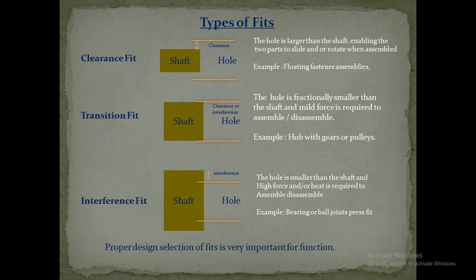Transition fit. In transition fit, it may be clearance or it may be interference, between hole and shaft. Example, a hub with gears or pulley. This fit is required for easy assembly or disassembly without any breakage.